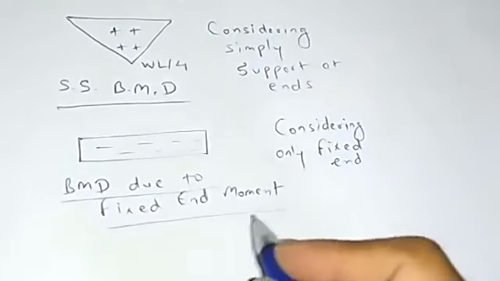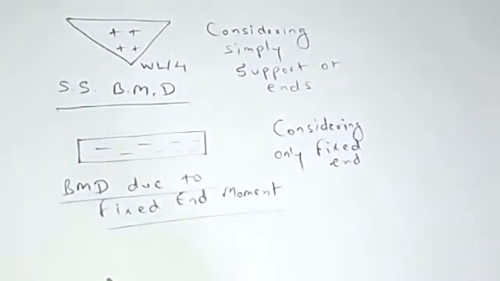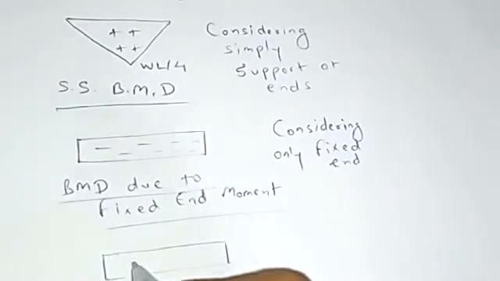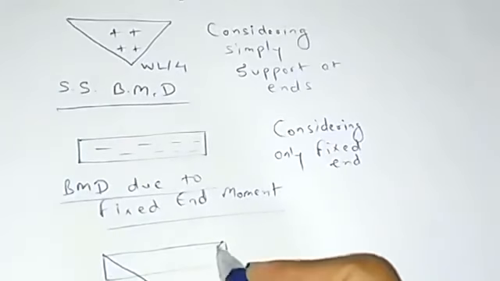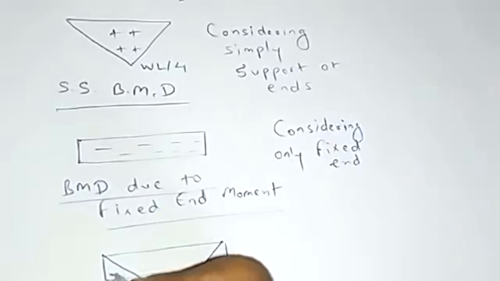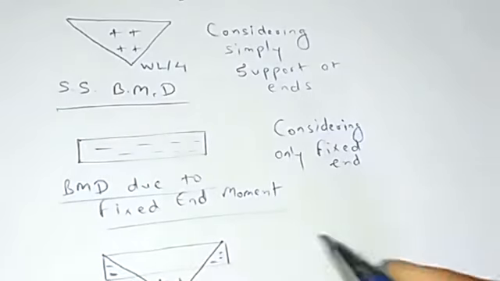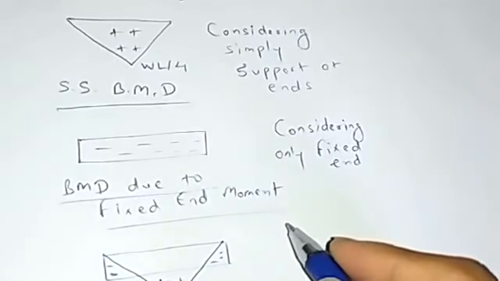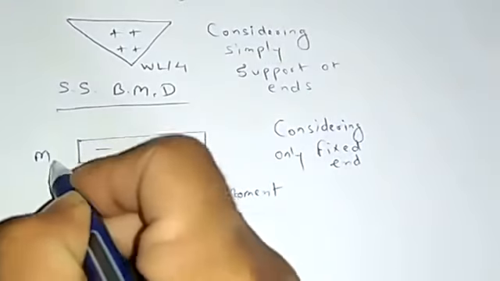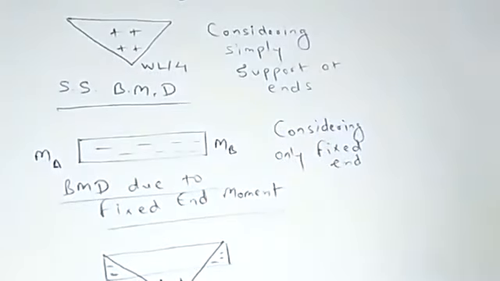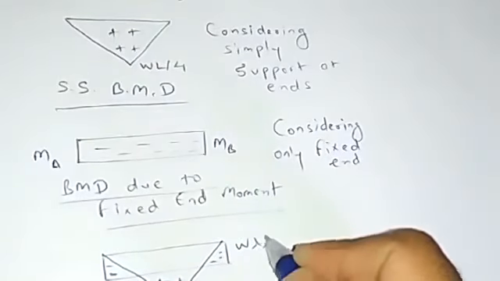Now if we combine both the diagrams, the combined bending moment diagram will be like this. So this would be positive, this is negative, WL by 4. Here this would be MA, this would be MB, and that is equal to WL by 8.